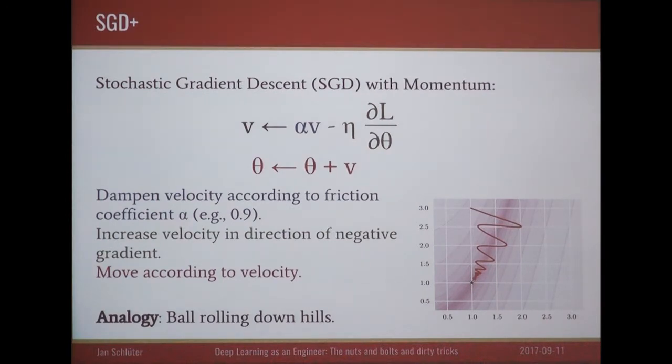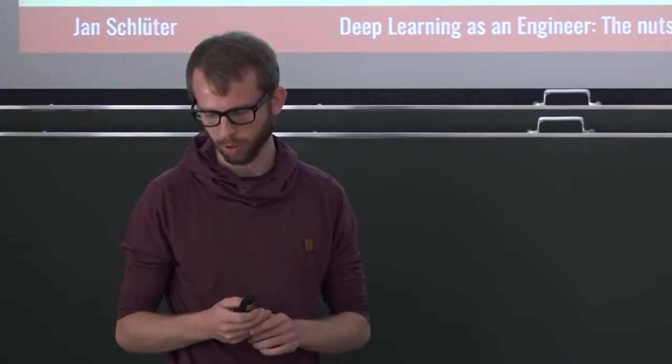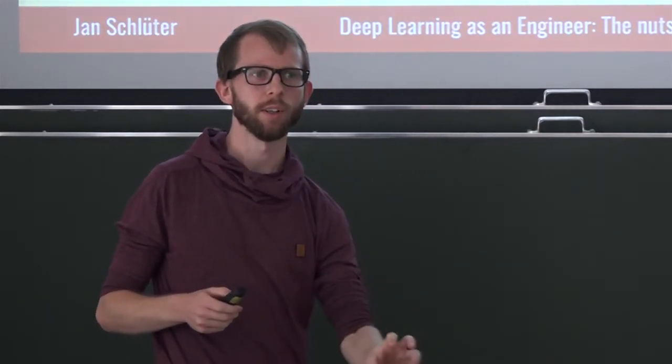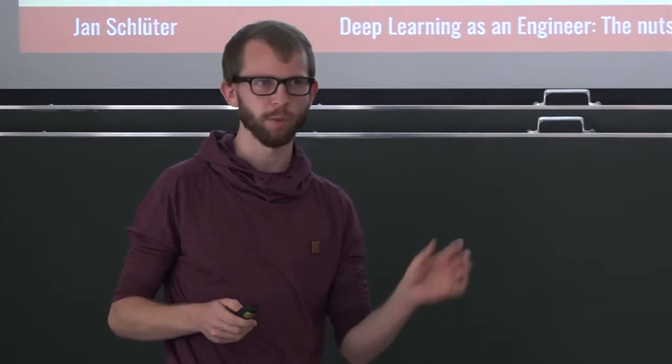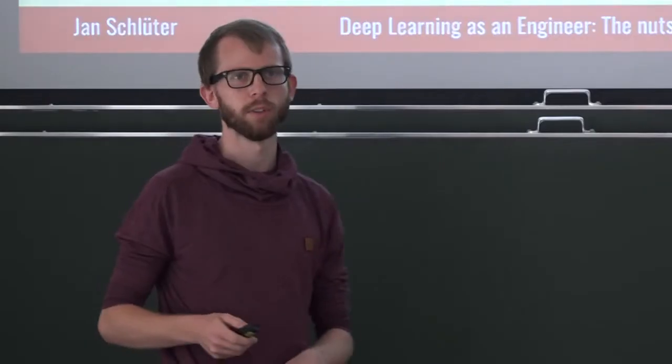So what people are doing instead is to use stochastic gradient descent with momentum, where we keep some velocity that is updated. The analogy could be a ball that rolls down the hills, and it's accelerating in the direction of the gradient. It has some friction, and then we move the parameters in the direction of the velocity vector. So this way the oscillations are damped a little bit and it builds up momentum in the direction of the valley here.